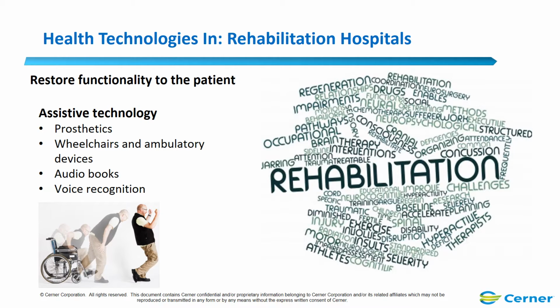Health technologies in rehabilitation hospitals. Rehabilitation medicine is restoring functionalities to the patients by the use of assisted technologies. These technologies include prosthetics, which we talked a little about, wheelchair and ambulatory devices, audiobooks, voice recognition. The main goal is to get that patient from the wheelchair to slowly walking and to eventually dancing at their daughter's wedding.